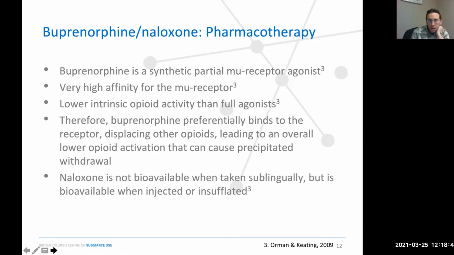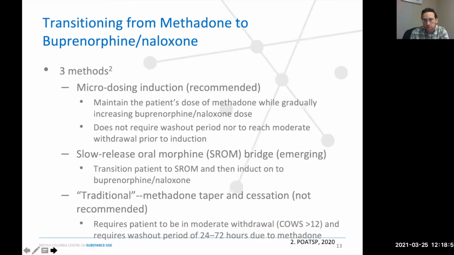It's not that uncommon to have mild precipitated withdrawal, and that's why being able to check in fairly regularly with a patient to adjust the microinduction is often pretty helpful. Next slide, please. So we're going to talk about three methods, but I'm going to mainly focus on the first method, which is the recommended method.